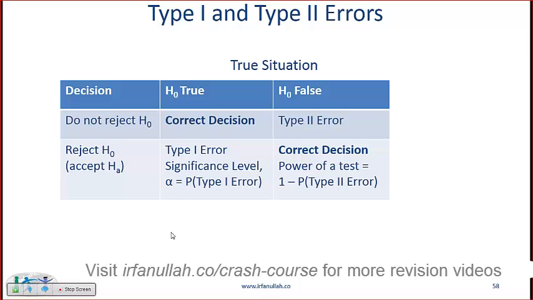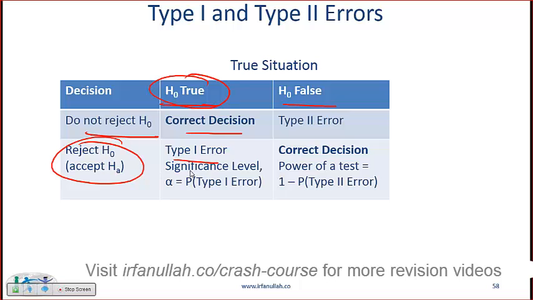Alright, type 1 and type 2 errors, you need to memorize these. So if this represents the true situation, let's say the true situation is that the null hypothesis is true. In other words, in reality, the null should not be rejected. And then based on your test, you do not reject the null. Is that correct? Yes. But is it possible that the null is actually true, but you incorrectly rejected it? That's possible.